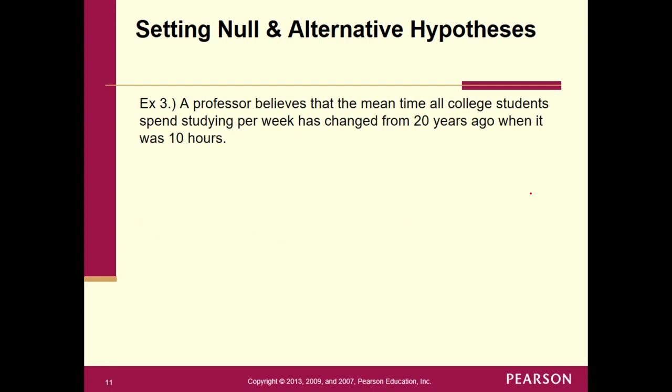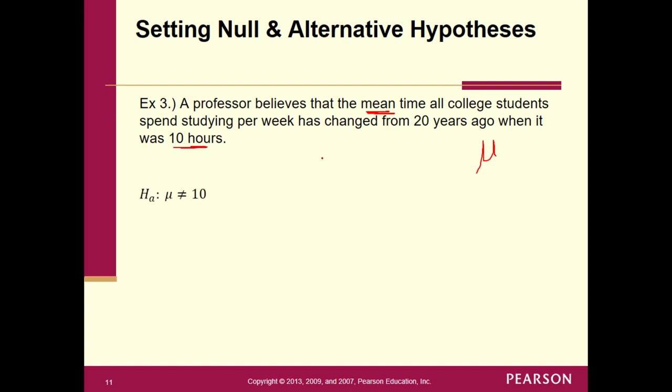Example number 3. Professor believes that the mean time all college students spend studying per week has changed from 20 years ago when it was 10 hours. So I gave you 2 numbers. Let's see if you can figure out what we got to do here. First of all, what's the parameter? Well, talking about a mean, so we're talking about mu, because we're talking about study time. That's quantitative. So we got to talk about means here. And so is it the 20 or the 10? Let's see, we're talking about studying per week, and that looks like the 10, right?